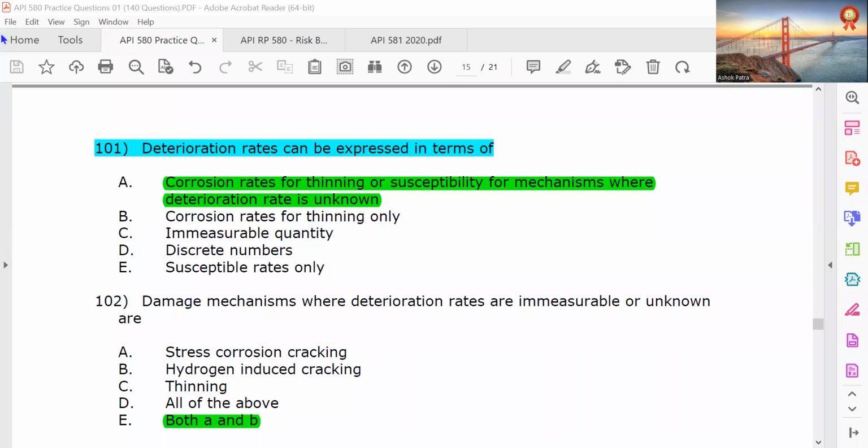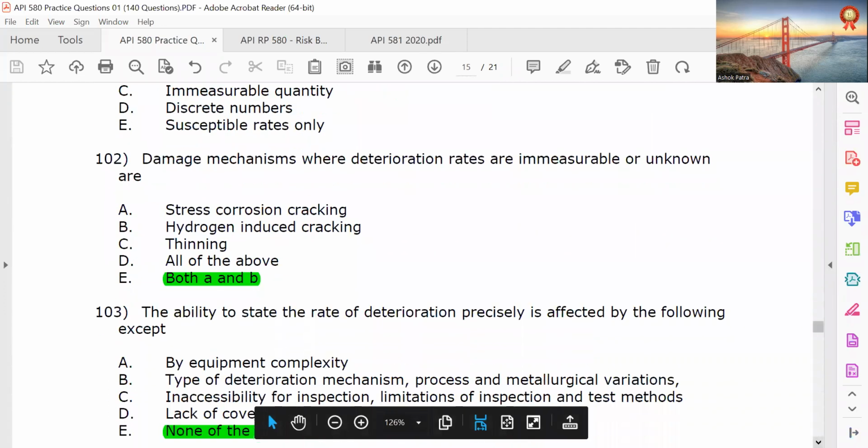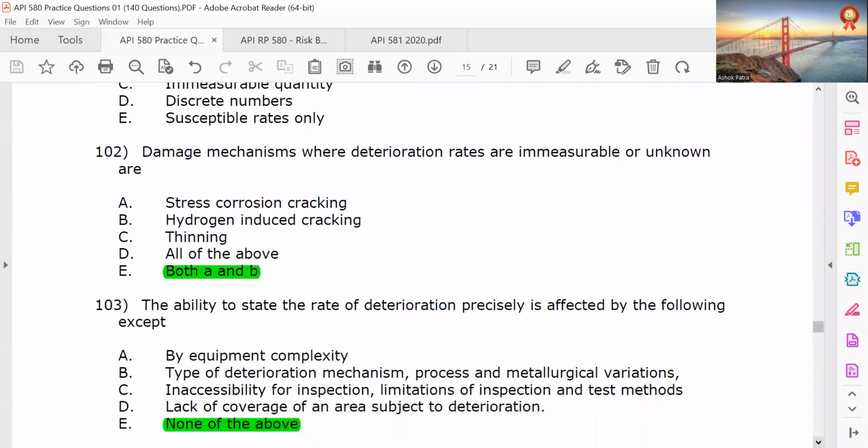Question answers from 101. Deterioration rates can be expressed in terms of corrosion rates for thinning, or susceptibility of mechanism where the deterioration rate is unknown. Damage mechanisms where deterioration rates are immeasurable or unknown are stress corrosion cracking, hydrogen induced cracking, both A and B.